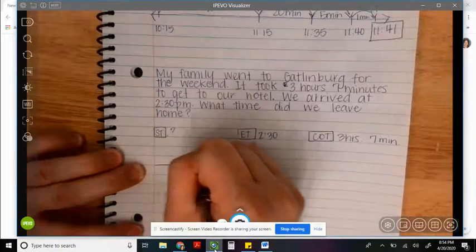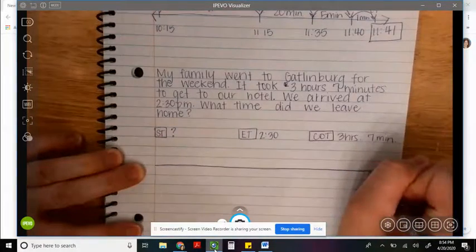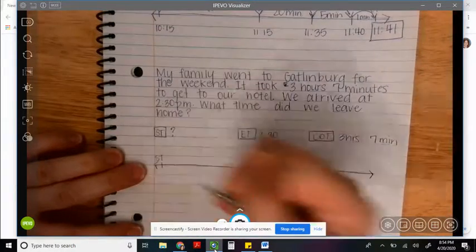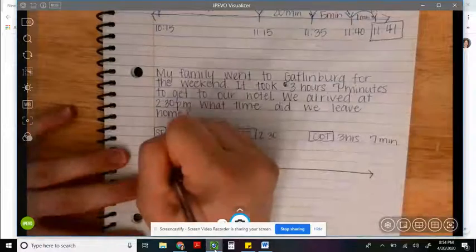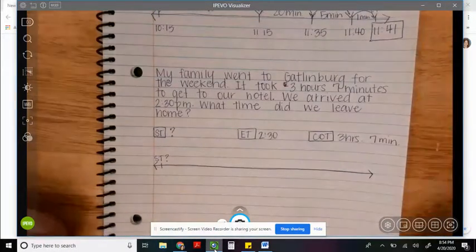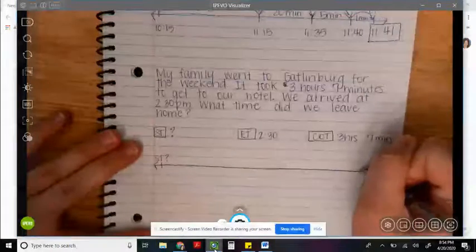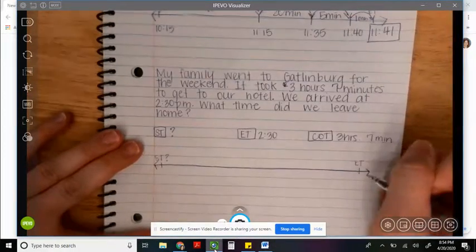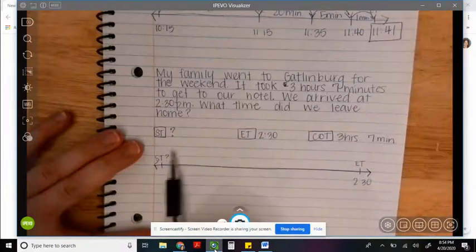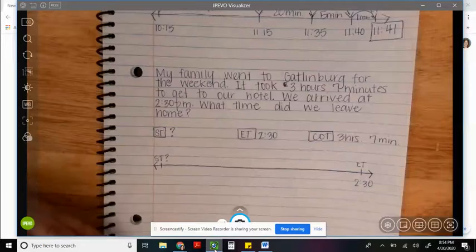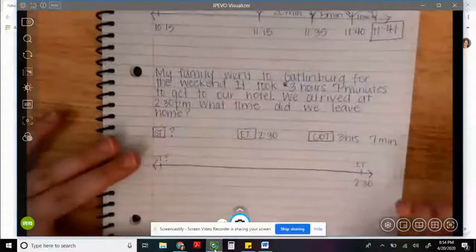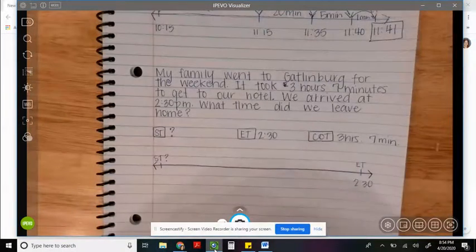So let's draw that number line. We always have our start time first. I just don't know what that is yet. So I'm going to keep my question mark so that I know when I find this answer, that's what time I left. Now let me label my ending time, 2:30. And all this is going to add up to 3 hours, but here's what's going to be tricky. When I make these hops, I'm hopping backwards in time. So let's start at 2:30 and hop backwards in time.